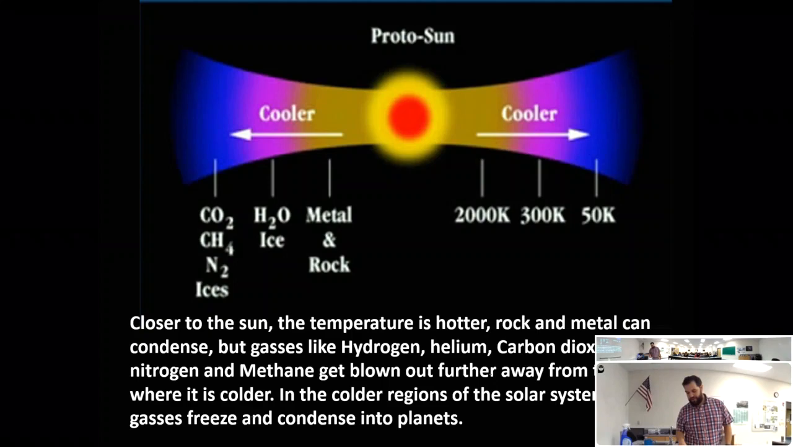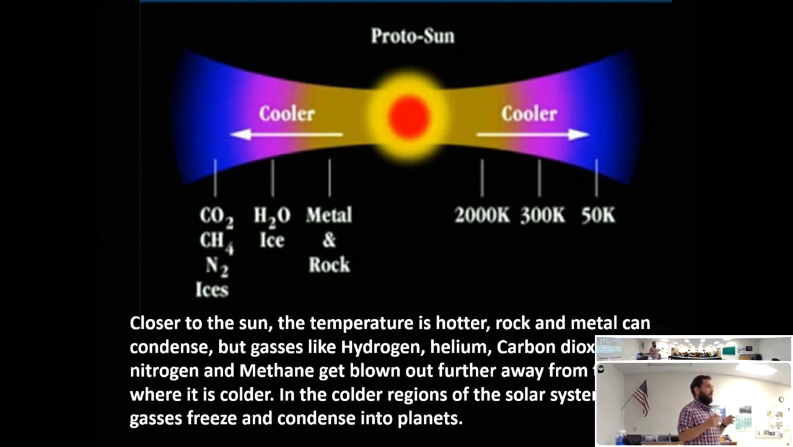All right, so how does the composition of planets inside the ice line differ from those on the outside of the ice line? On the inside of the ice line, when you're closer to the sun, what's the composition of the planets like? Mercury, Venus, Earth, Mars. It's rock, right? Rock and metal, okay?